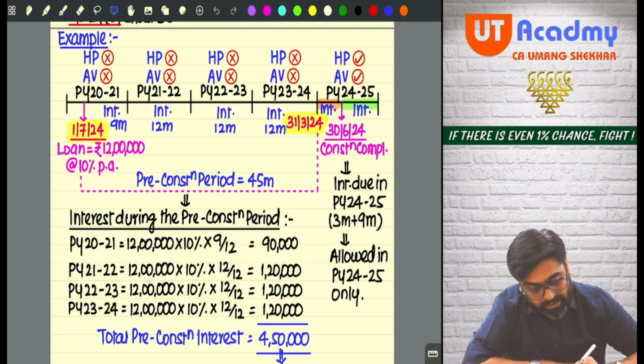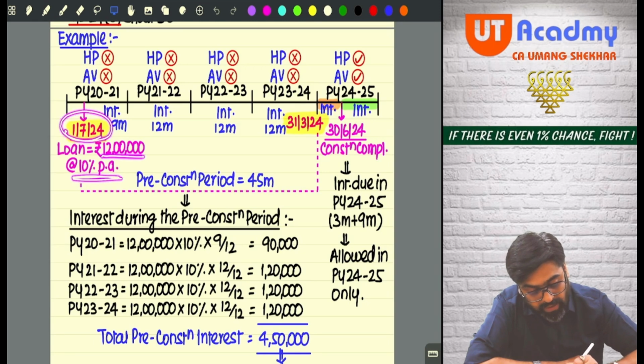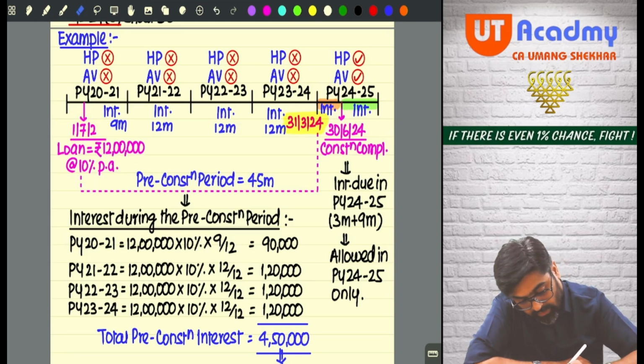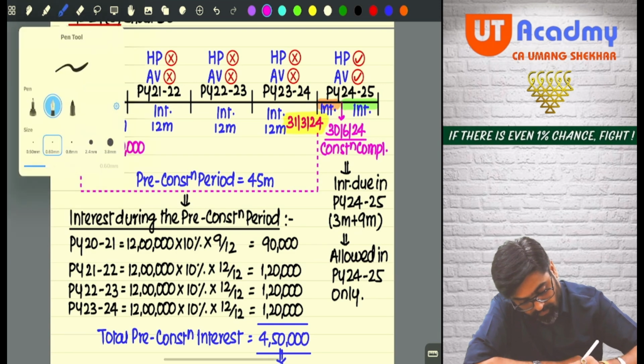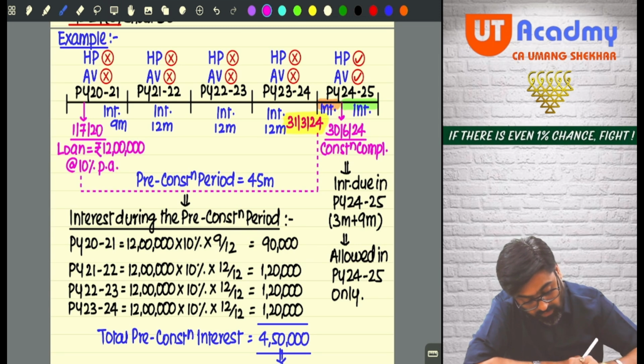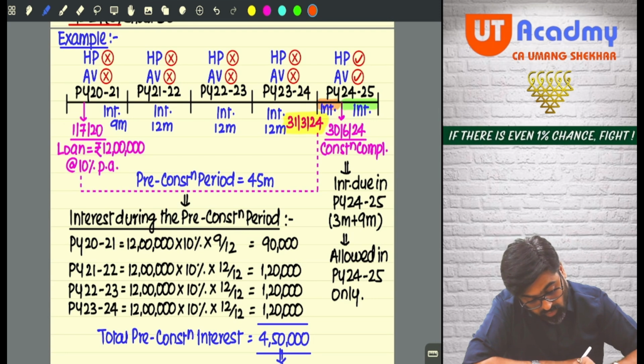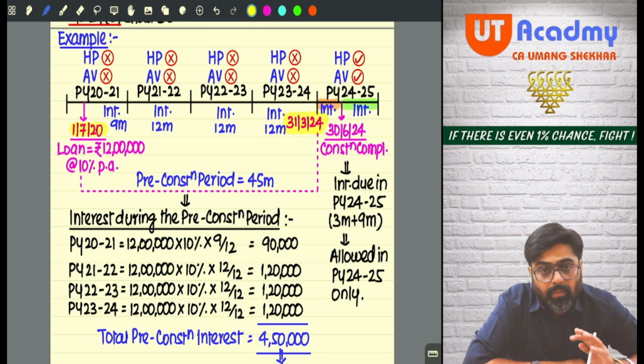Okay, now for example, in the previous year 2021, you took a loan of rupees 12 lakh at 10% on 1st July. Sorry, this is 2020, 1st July 2020. Yes, on 1st July 2020, you took a loan of rupees 12 lakh. Now by taking this loan, you started the construction.